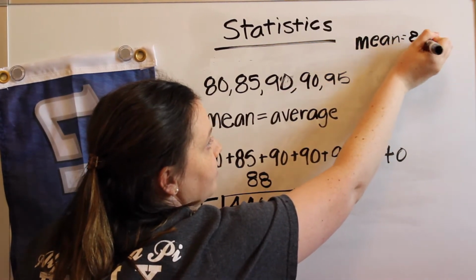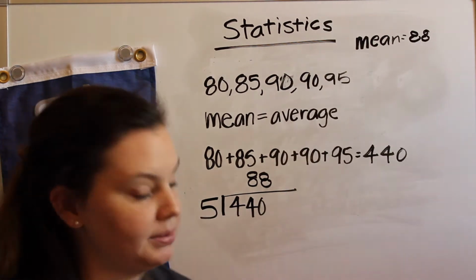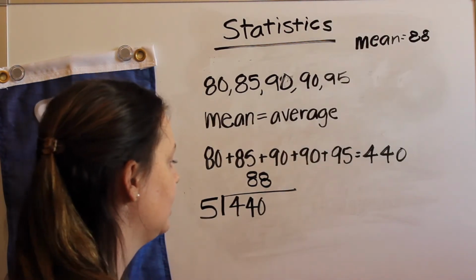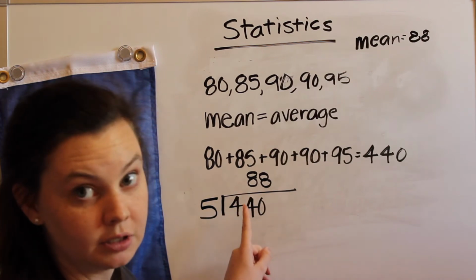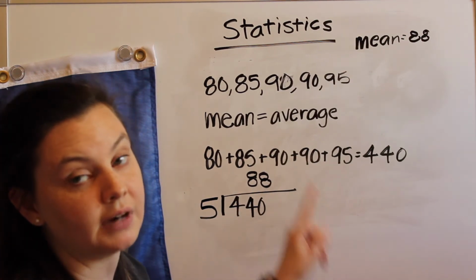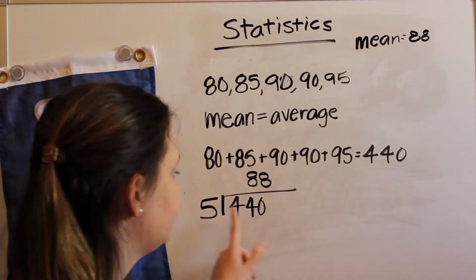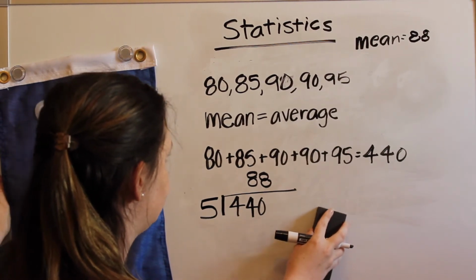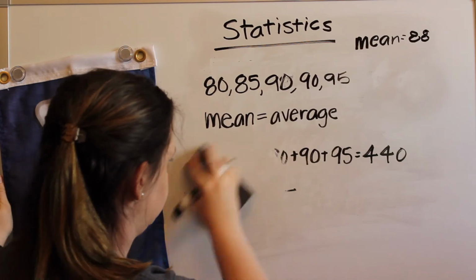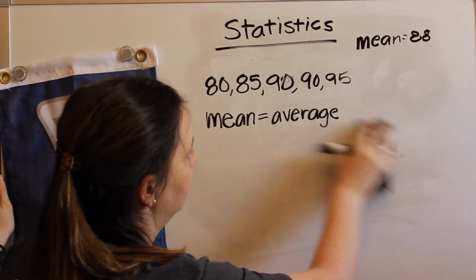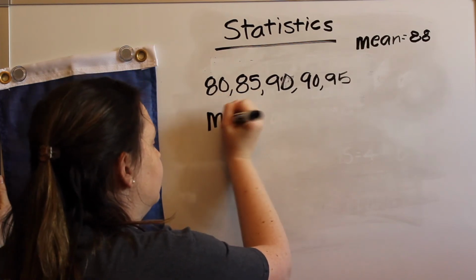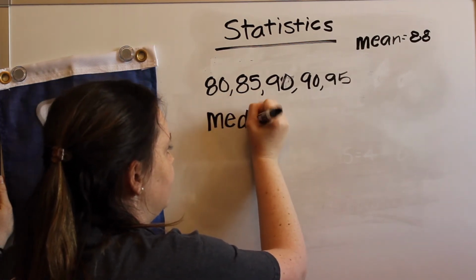So as you can see, it is multiple steps to get to the answer for your mean. And there are multiple ways to check this too. So you could divide by hand, or you could do 88 times 5 and see if you got 440. Just to double check that. So then we're going to find the median, which is the one that's in the middle.